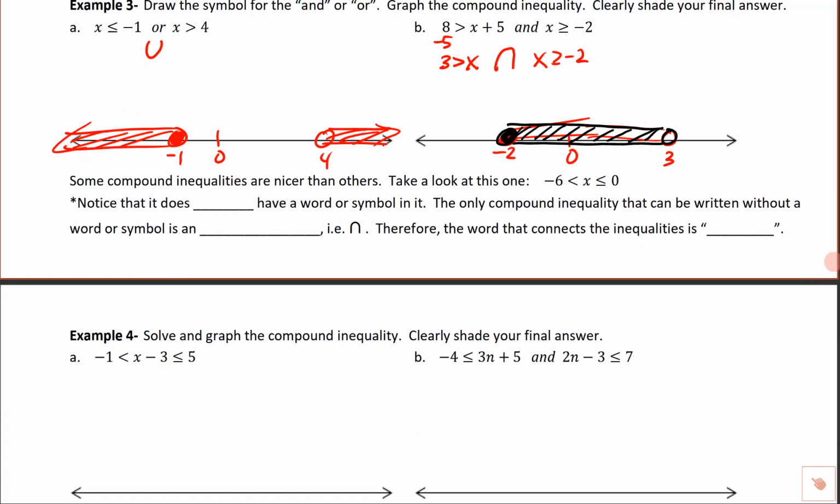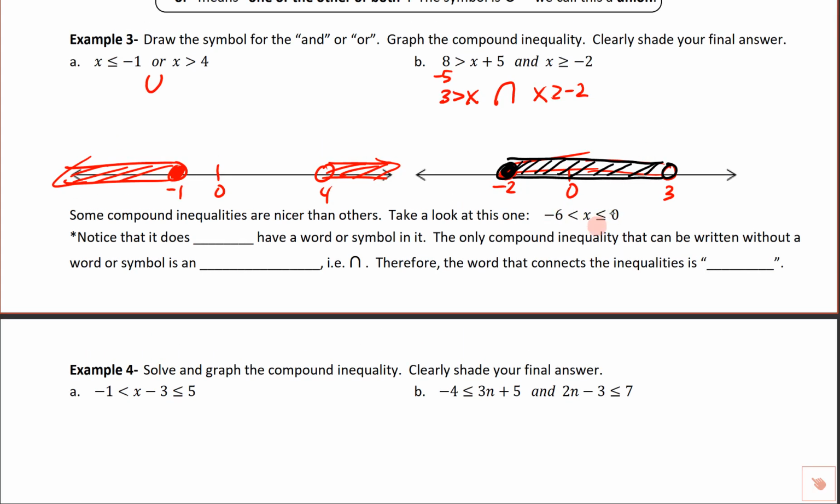And we're going to come down here and take a look at this right here. I want you to notice that we've got this compound inequality. This looks really weird. It's kind of like a three-sided inequality. There are some inequalities that are nicer than others, and this is one that's really nice. What I'd like you to notice is we really do have two inequalities here. If I were to cover up this part right here, this says x is greater than -6. And the other one, if I were to cover up this guy right here, says x is less than or equal to 0.